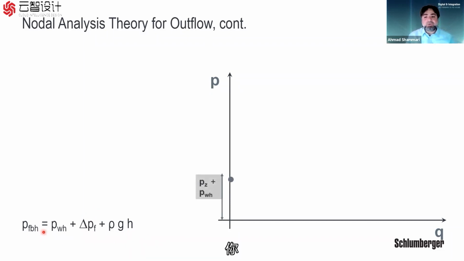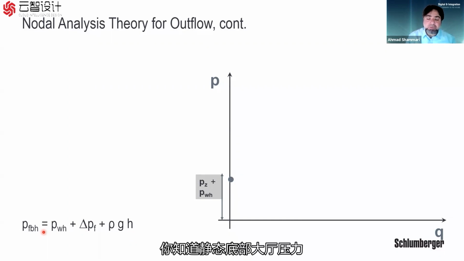So if somebody wants to ask you, okay, give me the static bottom hole pressure, and he gives you the wellhead pressure. He tells you, okay, the wellhead pressure now, the well is closed, there's no flow rate. The wellhead pressure gauge is reading, let's say, 50 psi. Can you calculate for me the bottom hole pressure?